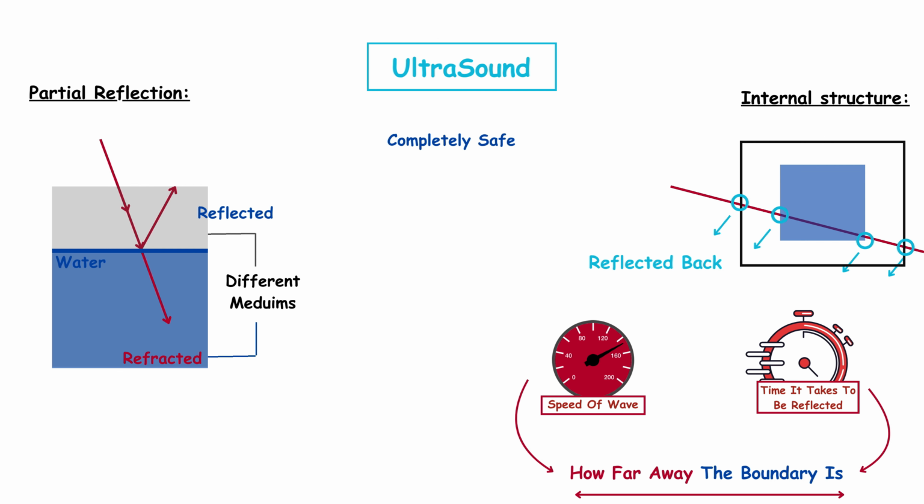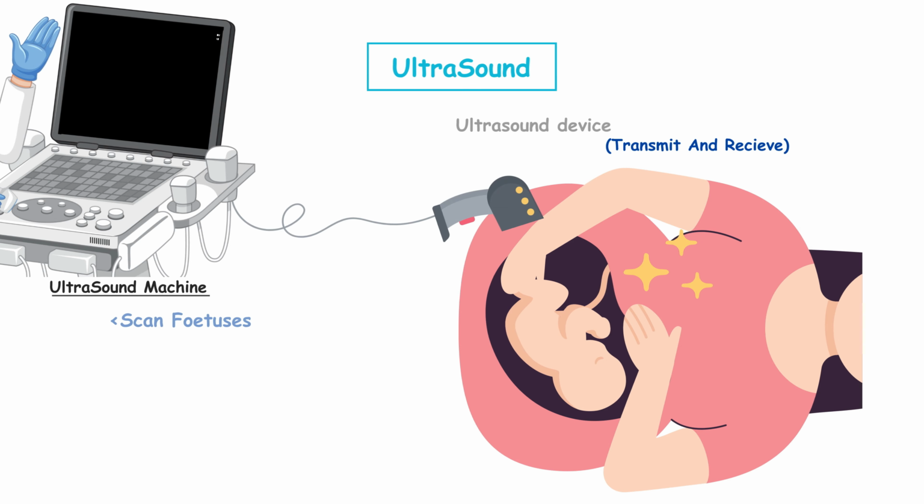By knowing the speed at which the sound waves travel and measuring the time it takes for the reflections to return, we can accurately calculate the distance to each boundary. Repeating this process for multiple reflections allows us to build a picture of the object's internal structure. Fortunately, ultrasound is a completely safe technology with no harmful radiation, making it ideal for use in a range of fields. One of the most well-known and widespread applications of ultrasound is in prenatal scanning, where doctors use it to safely observe fetuses during pregnancy.